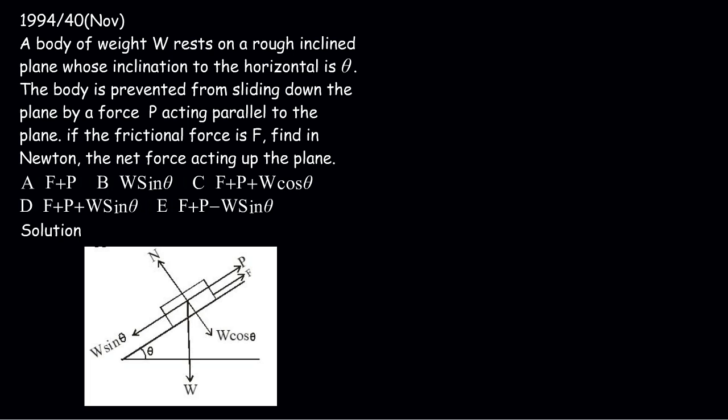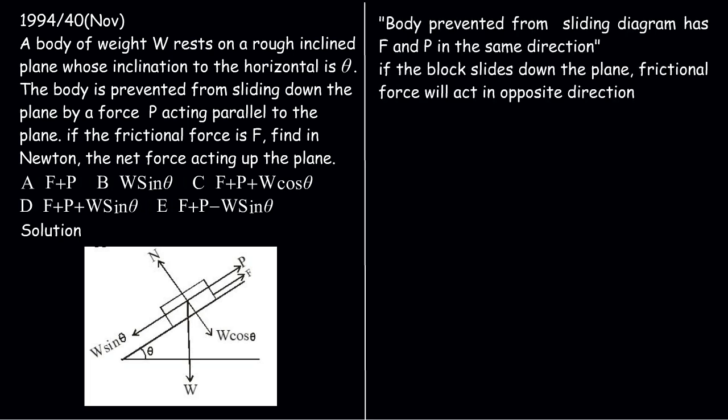Now our frictional force will be acting opposite to motion, that is, it will be acting upwards, and our force also will be acting upwards, which is the force P. For the body prevented from sliding down, the forces F and P will be acting in the same direction. If the block slides down the plane, the frictional force will act in the opposite direction.